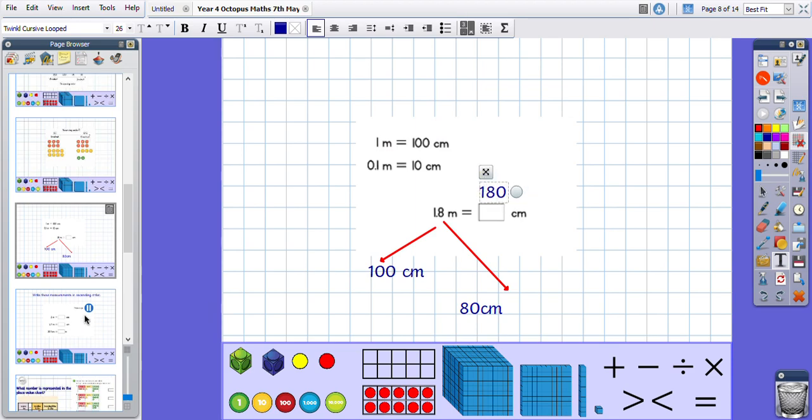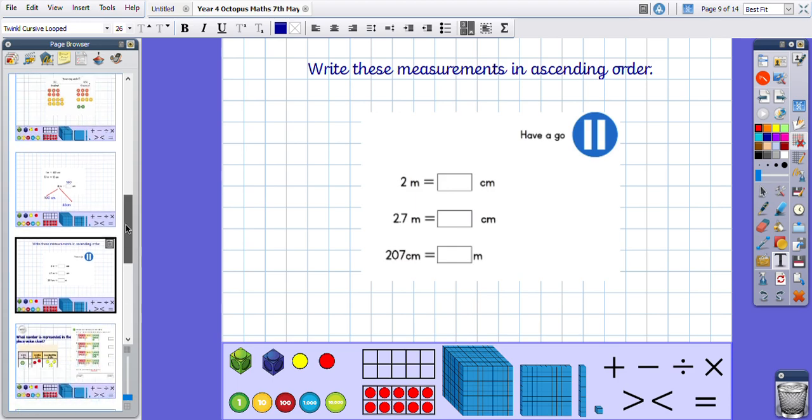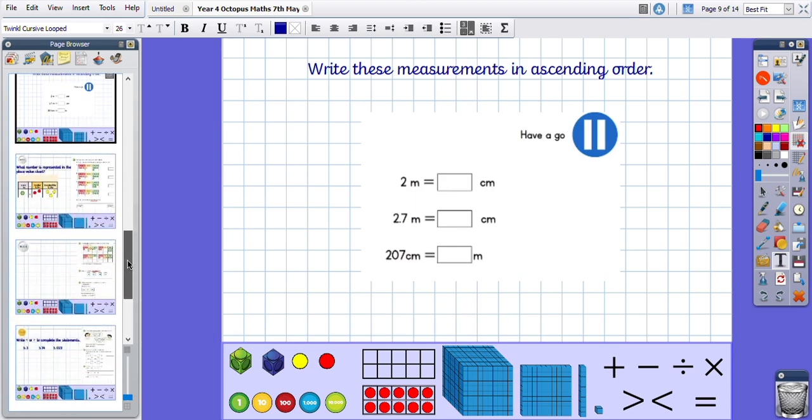Now I might need to convert between metres and centimetres when I come across some questions today, because if I need to order numbers, I need to make sure they are all the same unit. So, in that case, write these measurements in ascending order. So think about what the word ascending means. You need to convert them so that they are all the same unit of measure, and then you can order them in ascending order. So pause and do that now before we move on to today's tasks.